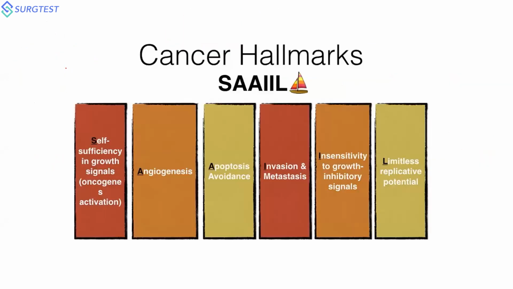So in short, a mnemonic to remember all the hallmarks will be S, which stands for self-sustainability of growth signals. A stands for angiogenesis. Another A stands for apoptosis avoidance. I stands for invasion and metastasis. Another I stands for insensitivity to growth inhibitory signals. And L stands for limitless replicative potential. This is your immortality, telomerase and telomere.